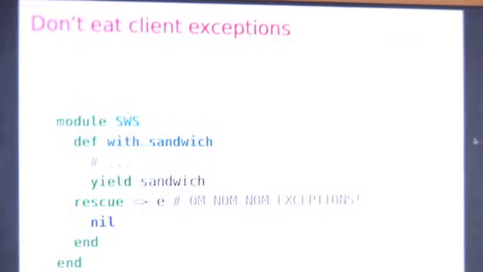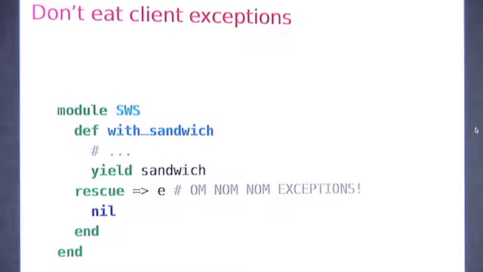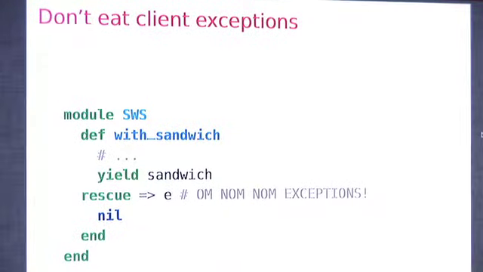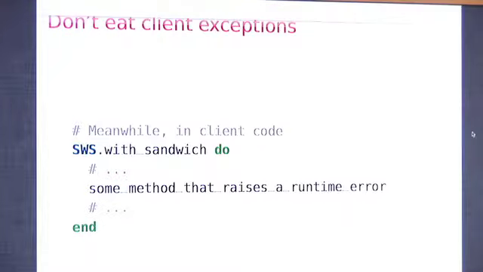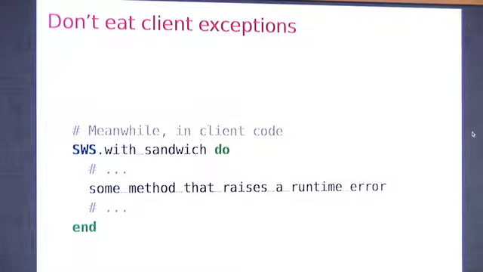Okay, so this is always fun. You've got a library that has some API methods that can be called with a block. So client code is going to call it with a block, and then there's going to be more client code inside the block. And you know that there are some internal errors that you want to catch and handle. So you rescue generic runtime error. And what happens is when your client code says with sandwich do some other client code that might raise a runtime error, this silently eats that client runtime error, and that client probably really needed to see that exception.